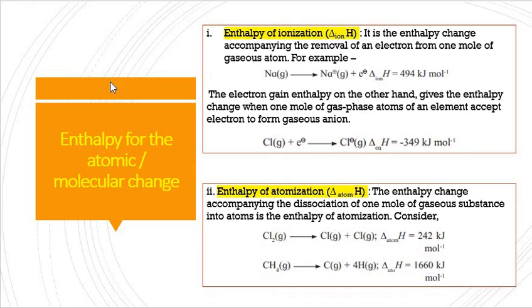It is the enthalpy change accompanying the dissociation of 1 mole of gaseous substance into atoms, like chlorine molecule which is gaseous, it is turning into chlorine atoms. Enthalpy change would be 242 kilojoule. Or methane is turning into carbon and hydrogen. Enthalpy of atomization would be 1660 kilojoule per mole.